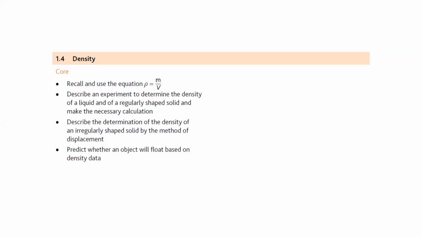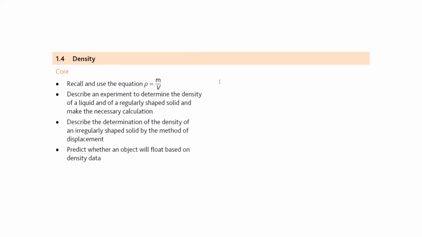What are the learning objectives? You should be able to use the equation. This equation we will discuss. This is the equation for the density. You should describe an experiment to find the density of the liquid and regular shaped solids, and you should describe the determination of a density of irregular shaped solids and predict whether the object will float on the basis of density data.